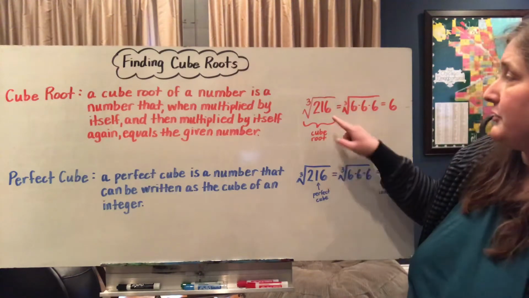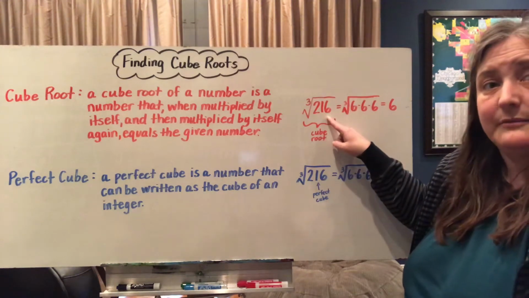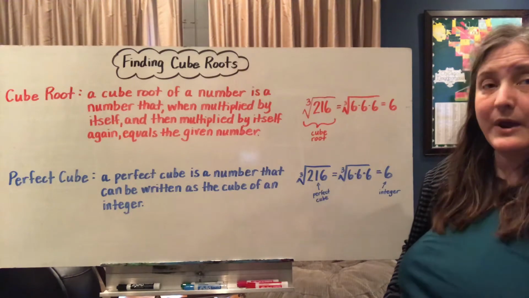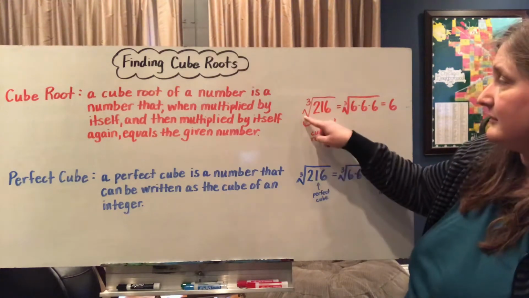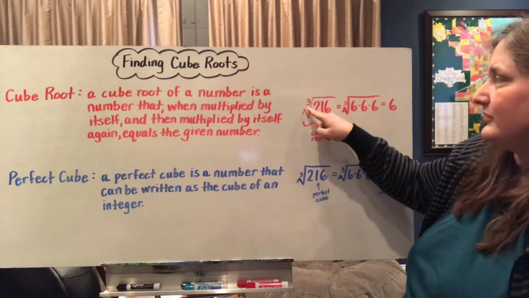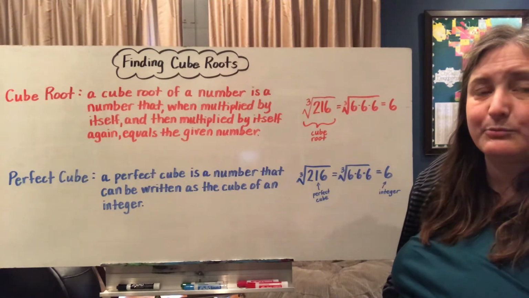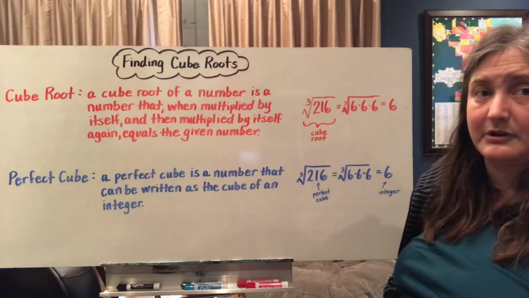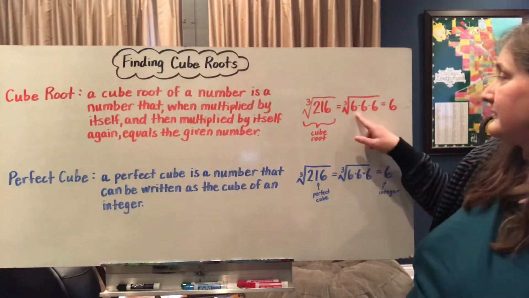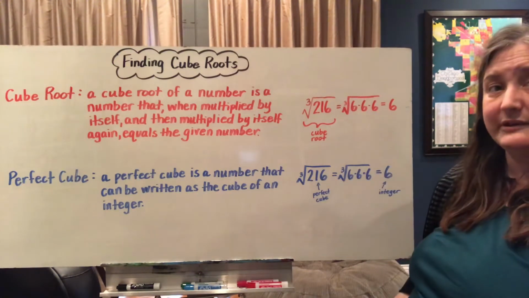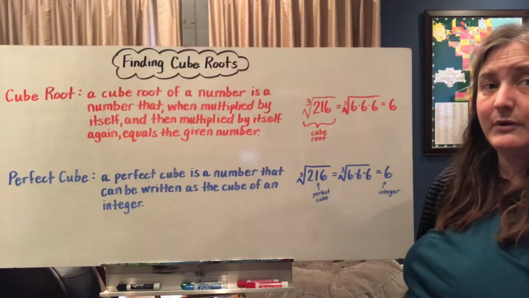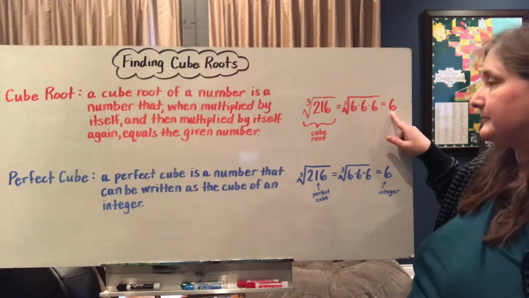So here we're looking for the cube root of 216. Notice when we write a cube root, we still are using this radical sign, but there's a little 3 tucked right into the corner of the radical sign that tells us we're looking for the cube root of 216. So 6 times 6 times 6 will give us 216, so the cube root of 216 is 6.